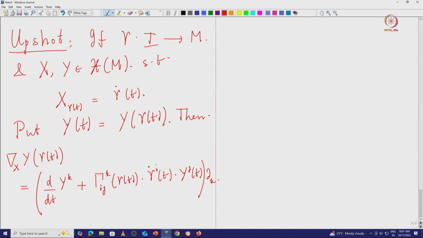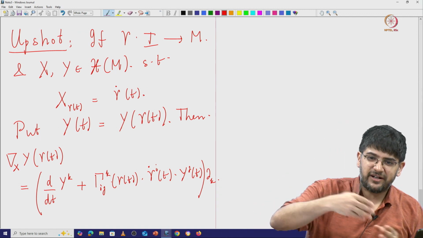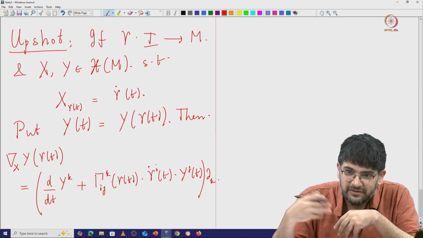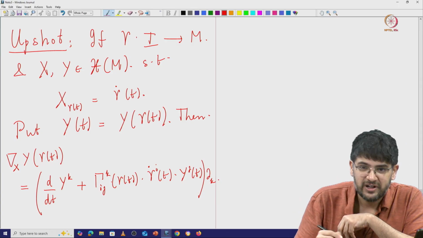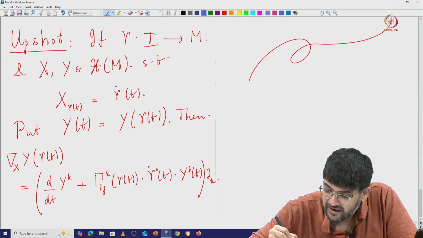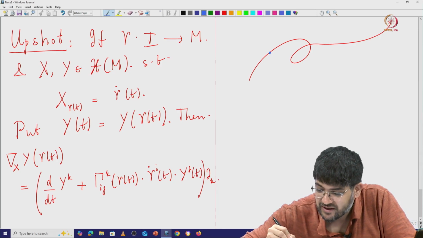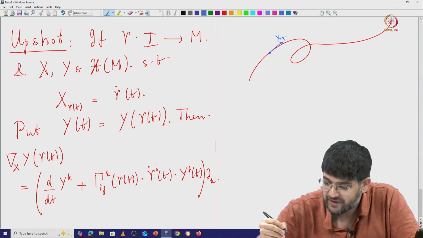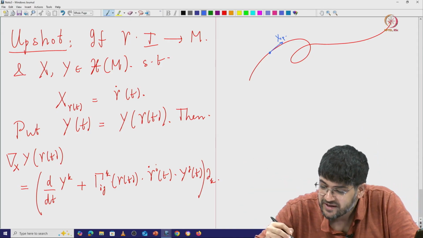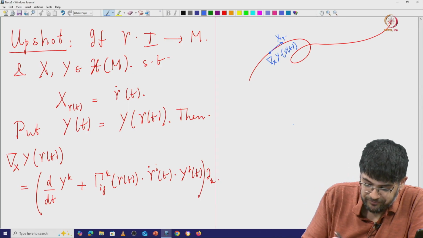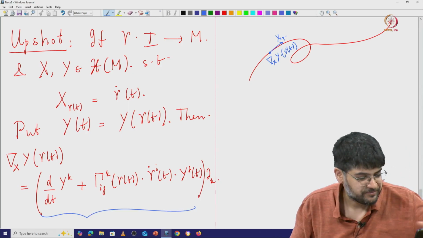Okay, so if we take an integral curve of gamma, then we just restrict our y to this integral curve, and then using the ordinary time derivative along that curve, we have a formula for the connection at any point. So you have this curve, at any point here, your x_p is in the direction of the velocity vector. In fact, it is the velocity vector of this curve. So at this point you can compute this quantity by simply using this formula.